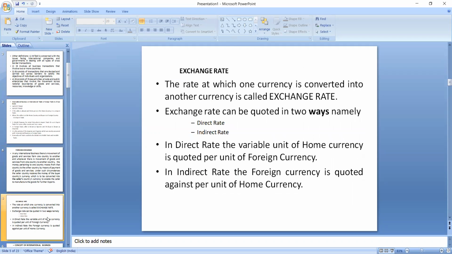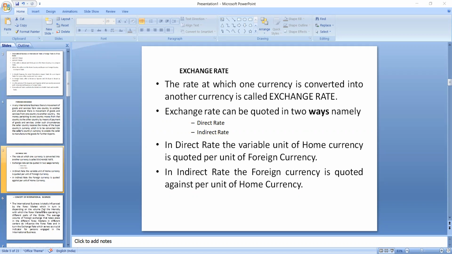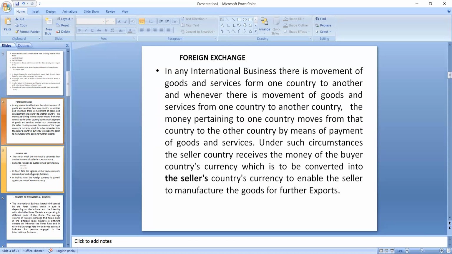Yes. Next, exchange rate. The rate at which one country's currency is converted to another currency is called the exchange rate. Exchange rate can be quoted in two ways, namely direct rate and indirect rate. In direct rate, the variable unit of home currency is quoted per unit of foreign currency. In indirect rate, the foreign currency is quoted against per unit of the home currency. So this is exchange rate in international business. These are the two concepts that play an important role: foreign exchange and exchange rate.